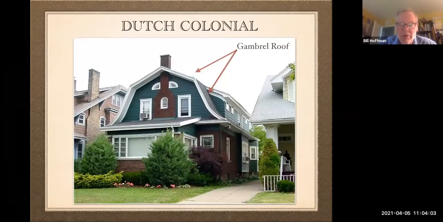The Dutch colonial has the gambrel roof that I talked about. At the top, it's less of a steep angle, and then towards the bottom, it comes at a steeper angle. That's a double pitched roof, and sometimes it flares at the end. You might remember the Van de Kamp bakery hats that the bakers used to wear.